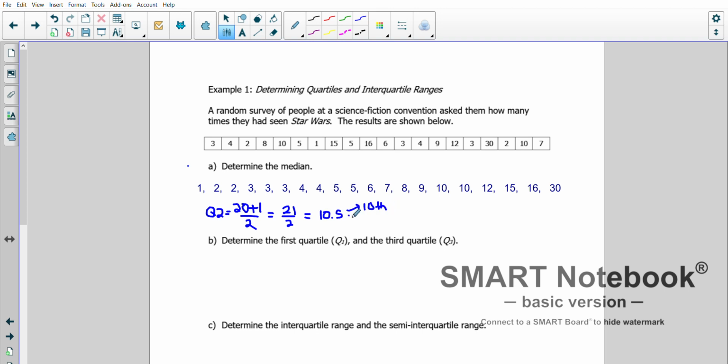So there's the 10th. There's the 11th. So 1, 2, 3, 4, 5, 6, 7, 8, 9, 10, and 11. Here's the 10th, here's the 11th. The median Q2 is going to be right in the middle of this, so it's going to be an average of this. So it's going to be 5.5. Half the values are above 5.5 and half the values are below 5.5.